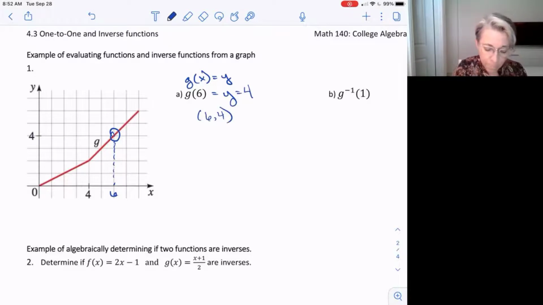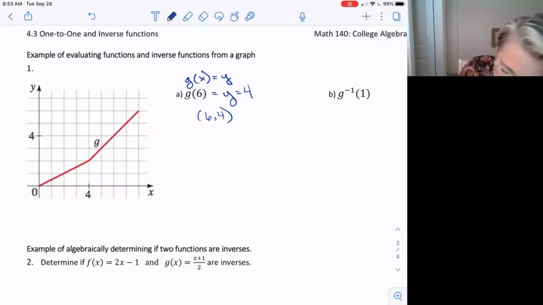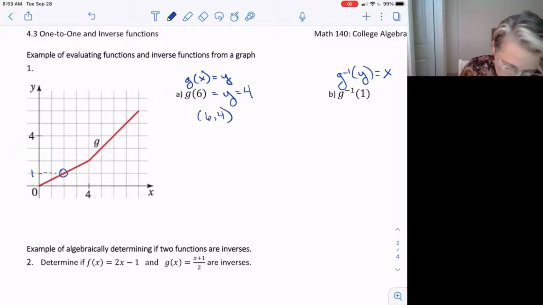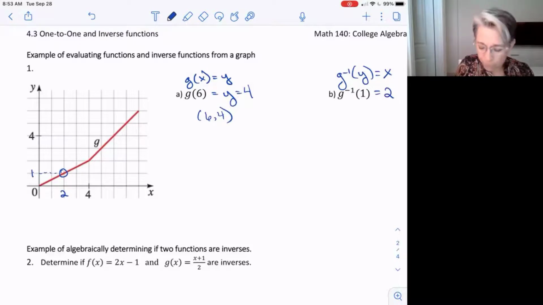Now, if we're looking at part B, B is asking about the inverse function. Well, the inverse function isn't graphed, but remember the inverse function goes backwards. So this is like saying g inverse of y equals x. Remember how I said if one has the point (a, b), the other one has the point (b, a)? So we'll read it backwards. So this time they're giving us the y value of 1. So if y is 1, then that will give us an x value of 2. So the inverse function would have the point (1, 2).